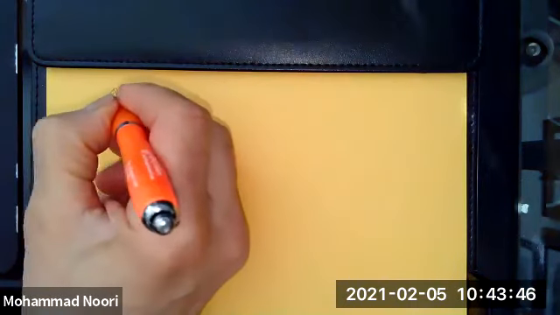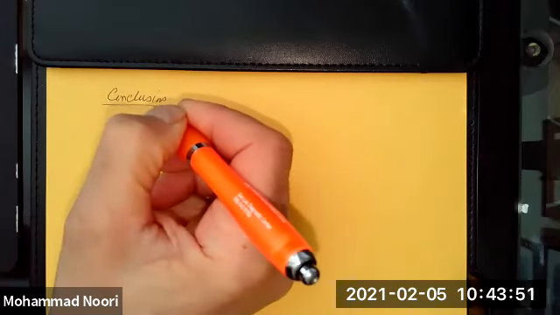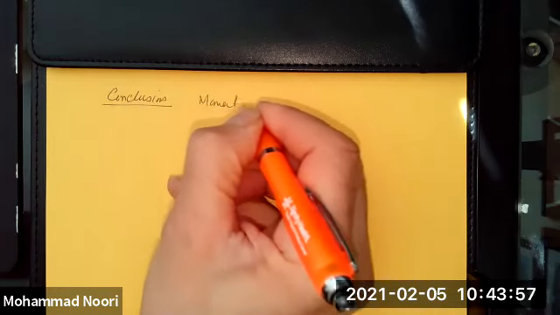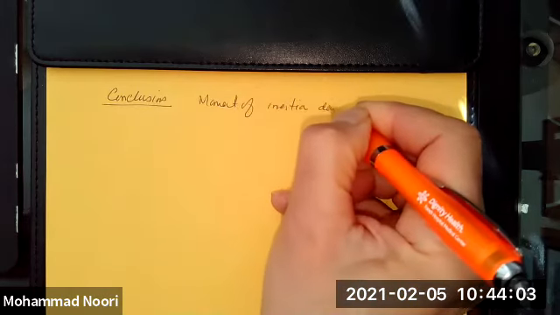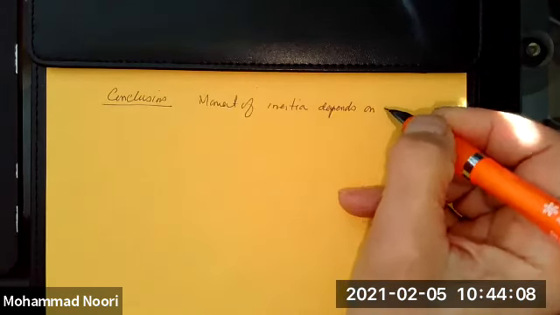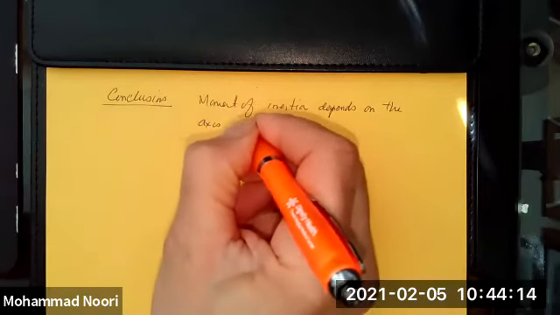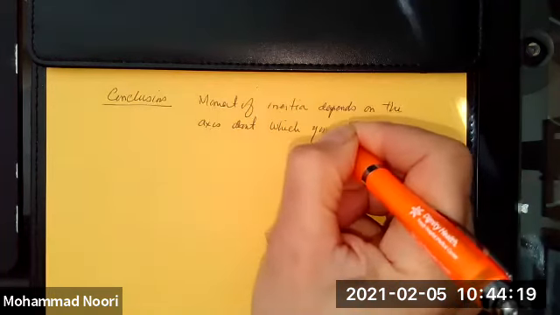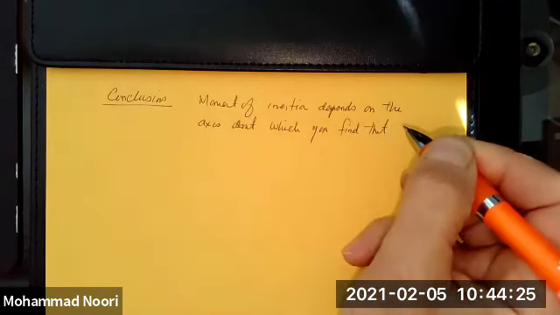So the conclusion that we derive from here, okay, is that the moment of inertia depends on the axis about which you find that, okay? All right.